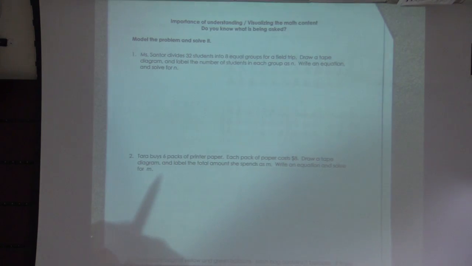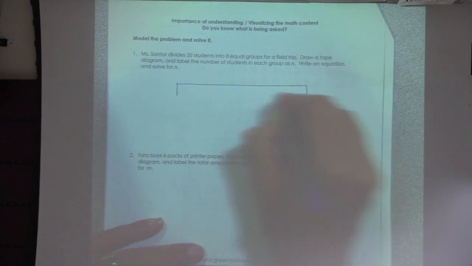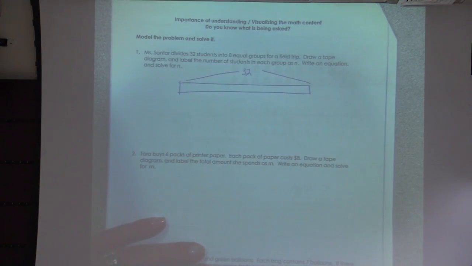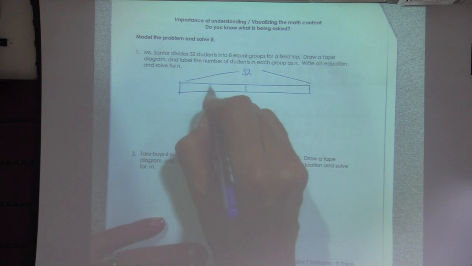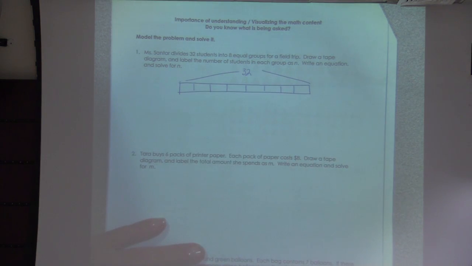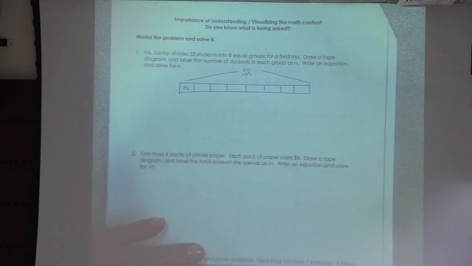So this somewhat answers, we're telling the kids to draw a model on here, so we're expecting it. Ms. Sampler divides 32 students into 8 equal groups for a field trip. Draw a tape diagram, label the number of students in each group as n, and write an equation and solve. So we have our whole is 32 kids, 8 equal groups. And label the number of students. I don't know how many are in the group yet.